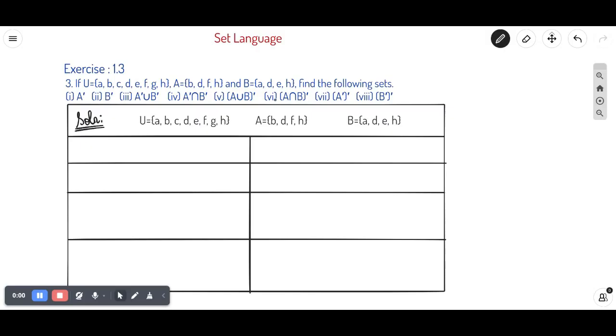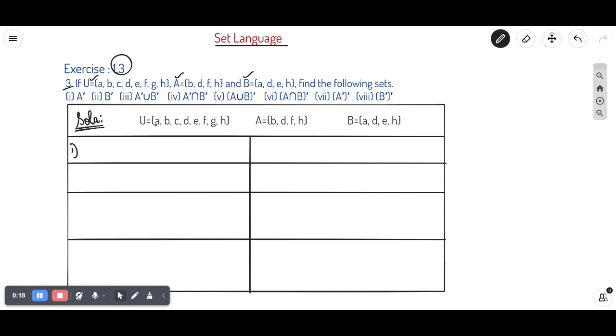Hi everyone. Let us start with Set Language exercise 1.3, question number 3 today. Here they have given our universal set U, set A, and set B, and you have to find all these sets. So let us start with the first one.